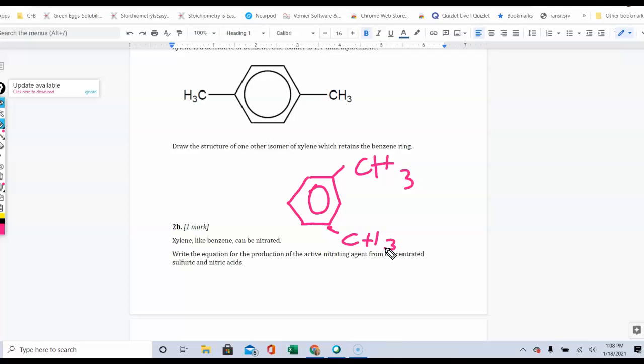Okay, so write the equation for the production of the active nitrating agent from concentrated sulfuric and nitric acids. I can't read. Write the equation for the production of the active nitrating agent from the concentrated sulfuric and nitric acids. So we have to.